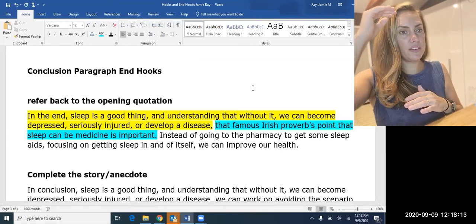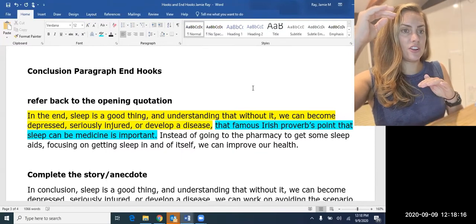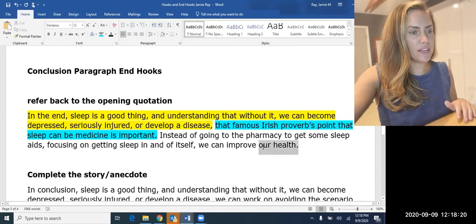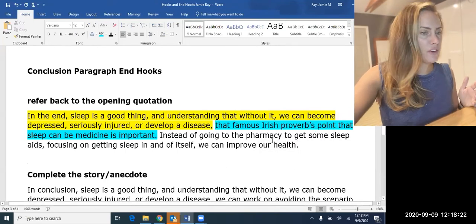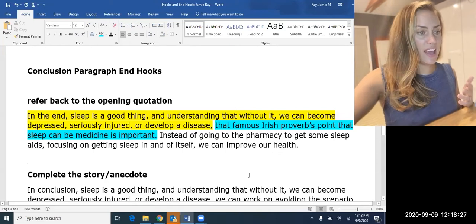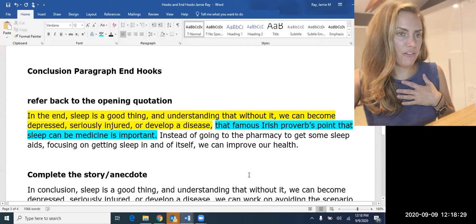So you can kind of see how it's similar to an intro. You're just flipping it. You're starting with the thesis and then you're ending with something for the reader to remember. And then I even added something else. Instead of going to the pharmacy to get some sleep aids, focusing on getting sleep in and of itself, we can improve our health.